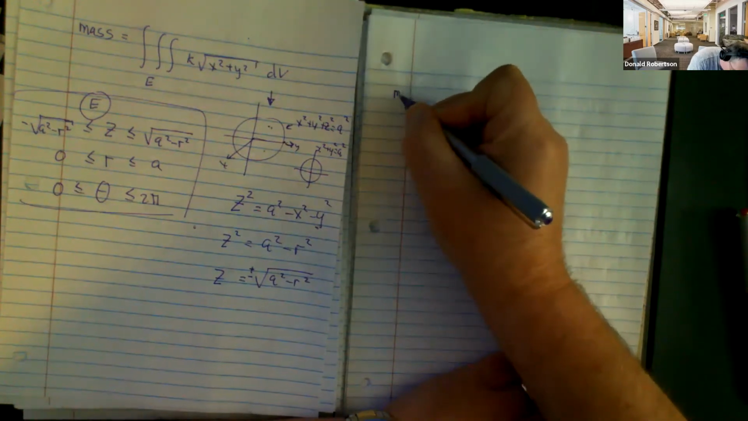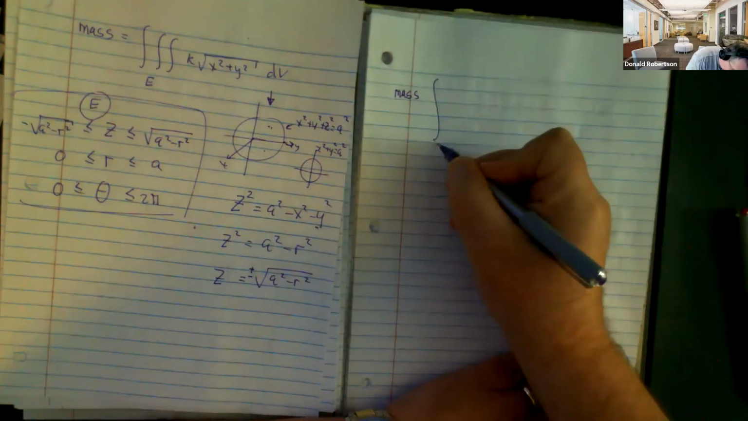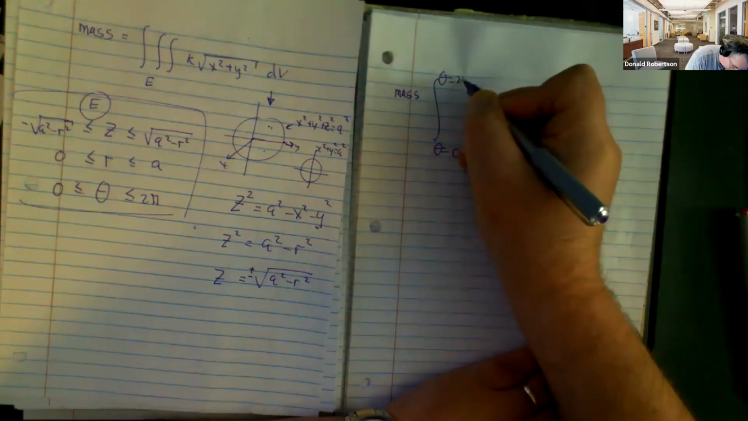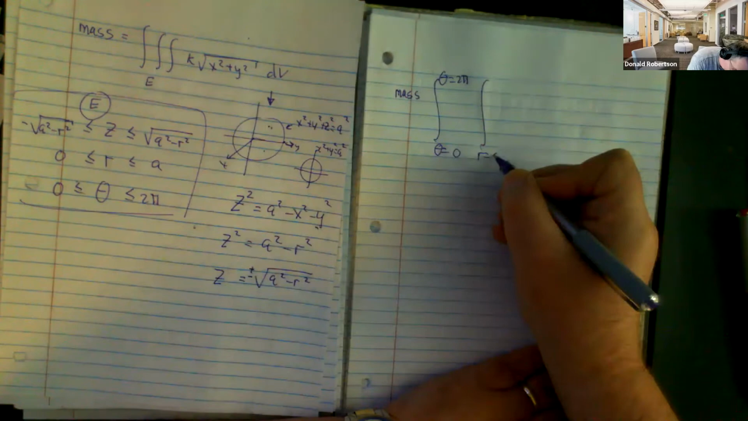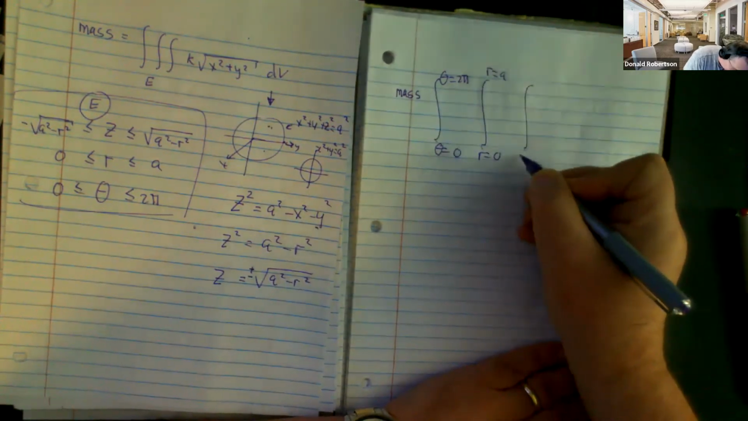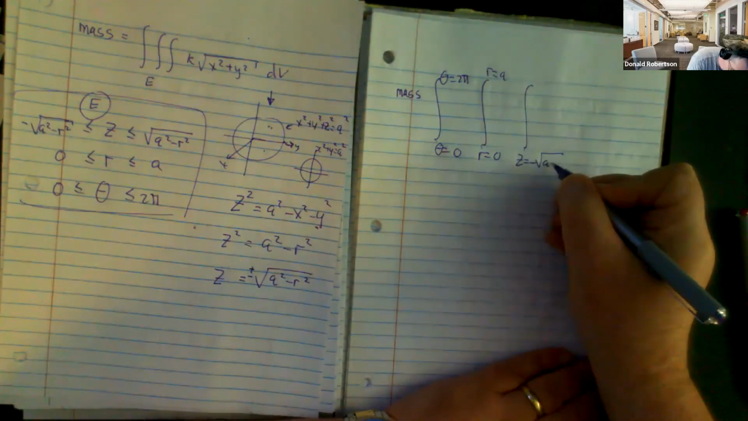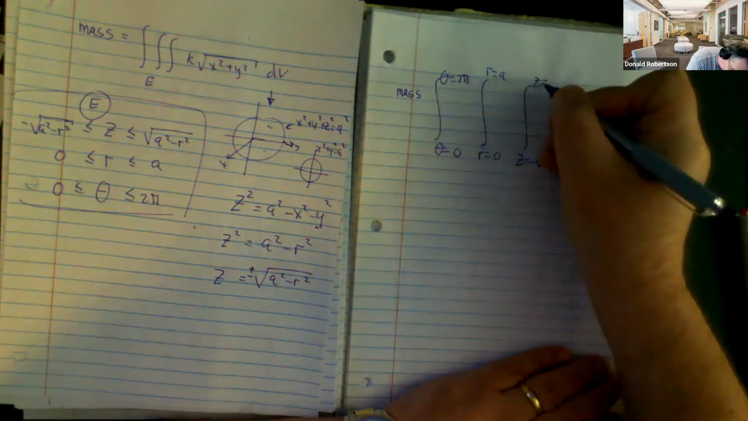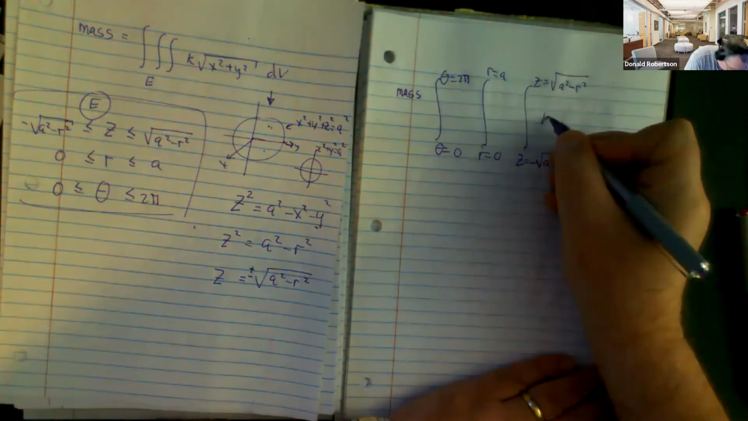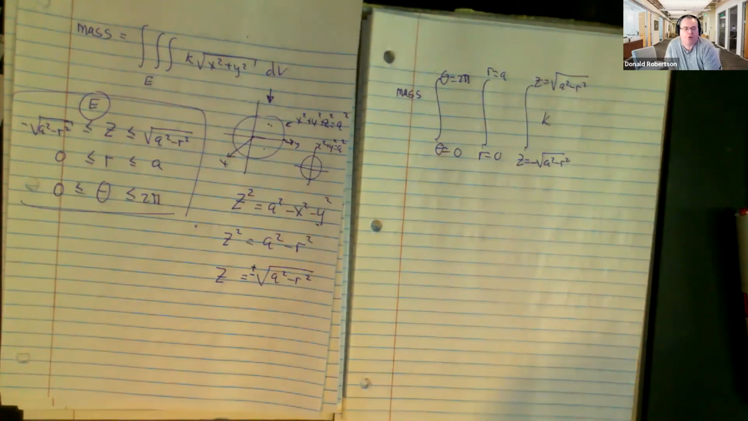So the mass of this object is going to be from theta equals 0 to theta equals 2 pi, from r equals 0 to r equals a, from z equals ugly square root to equally ugly square root. Okay, what will the square root of x squared plus r squared now look like when we do the polar on it?